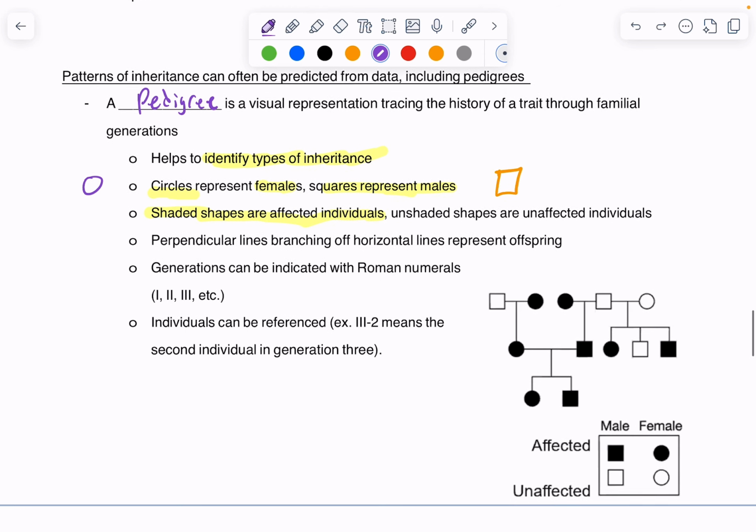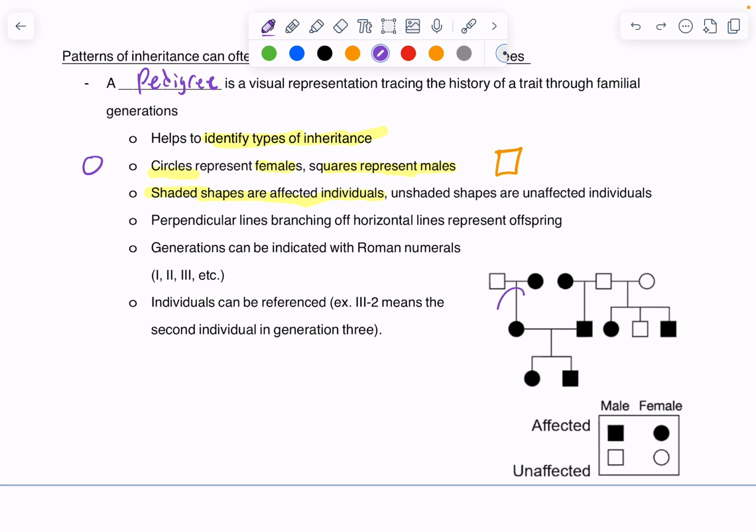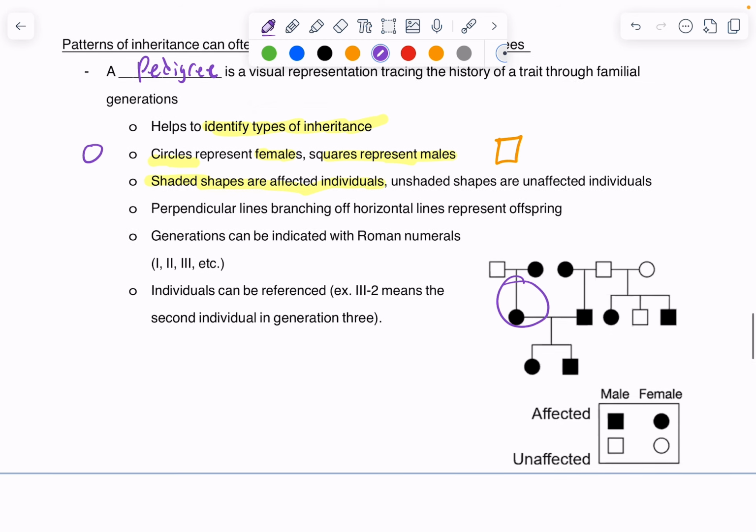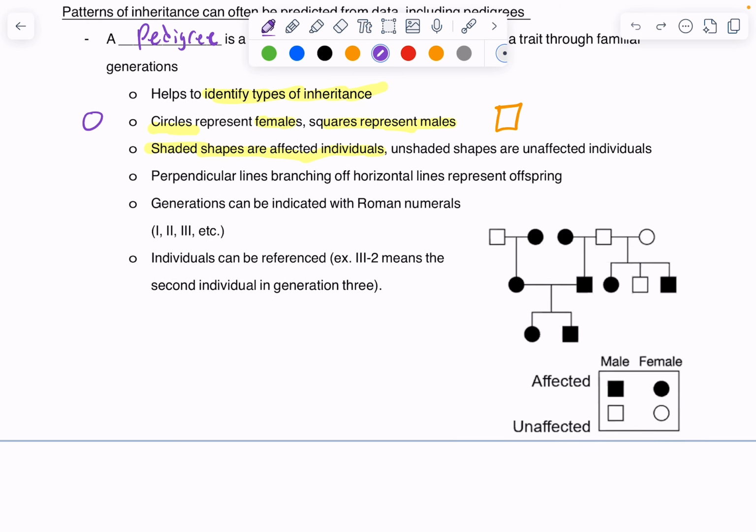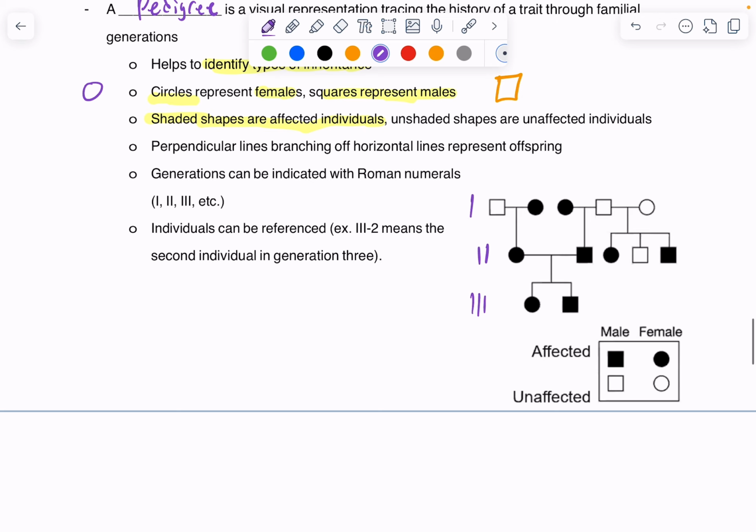Perpendicular lines represent offspring. That generation can be indicated with Roman numerals. So maybe this is Roman numeral 1, this is Roman numeral 2, and this is 3. And sometimes you'll see it referenced as, for example, 3-2. That means the second individual in the third generation, which would be this male here that's affected with some type of trait.